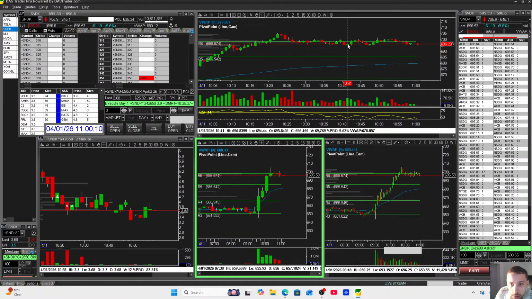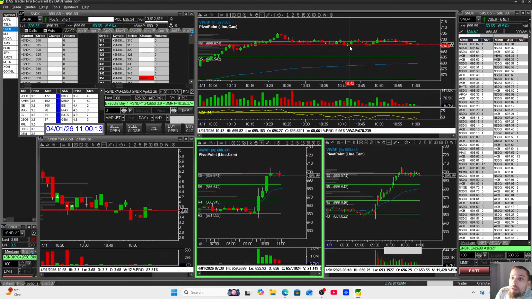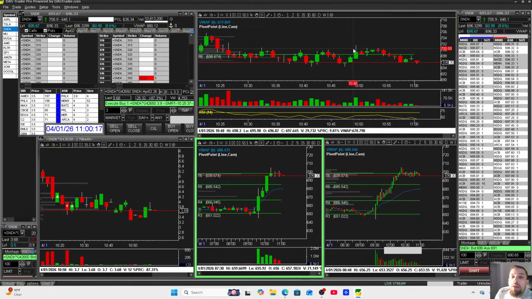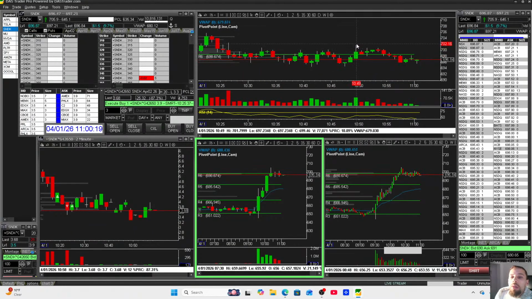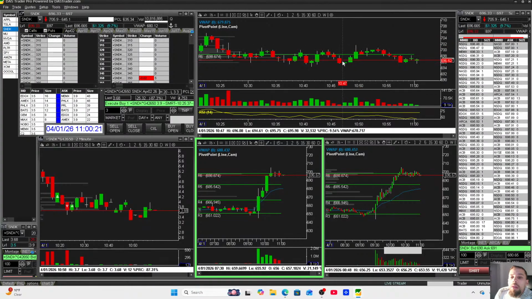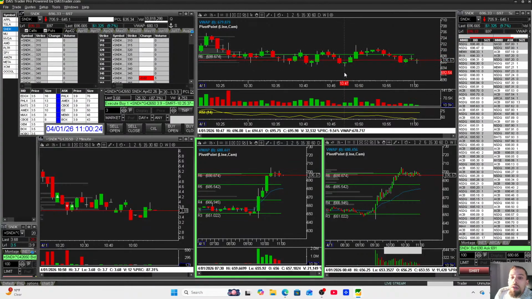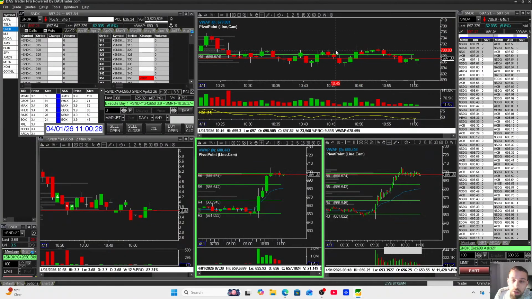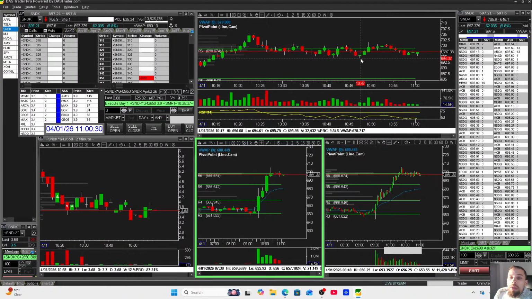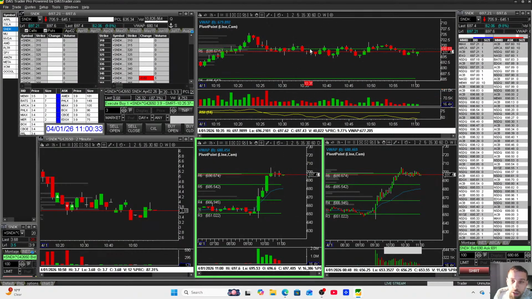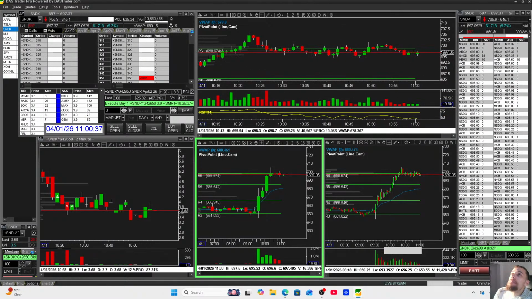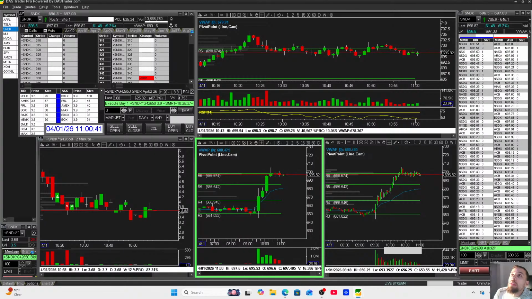Wouldn't be surprised if it squeezes below this level, the 694, and then just reclaims it. Kind of like this candle. So it'll squeeze down, get out all these longs, and then make its move up. I wouldn't be surprised if it does that. Still have those bigger orders to the upside.